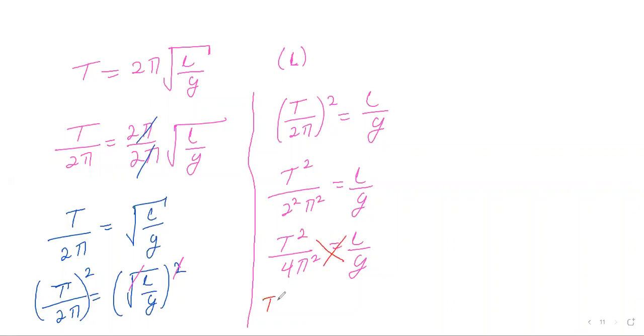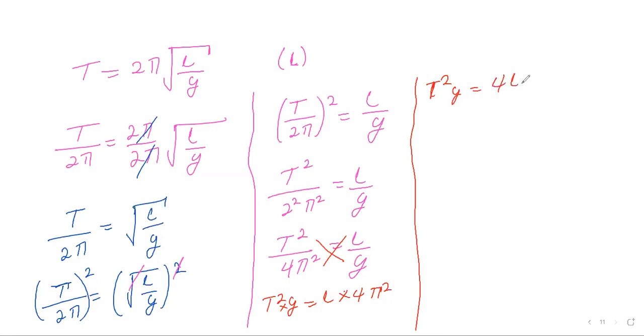I'm going to get t square G is equal to L times 4 pi square. So you get t square times G is equal to L times 4 pi square. What is left here would be t square G is equal to 4L pi square.